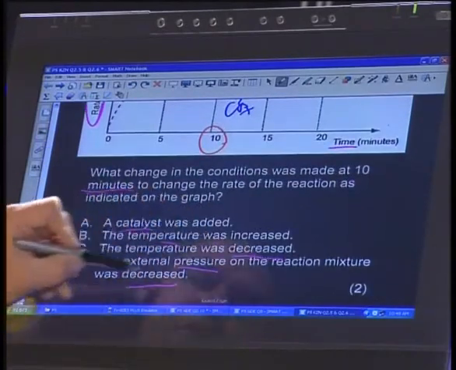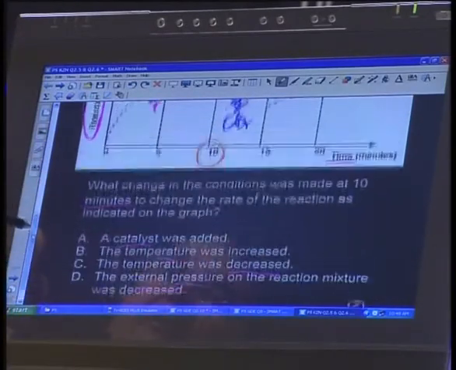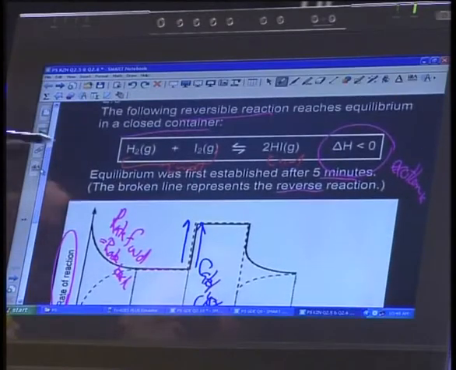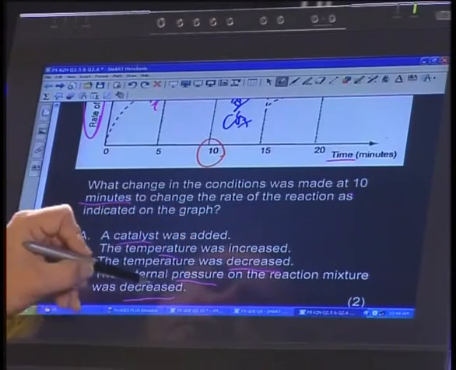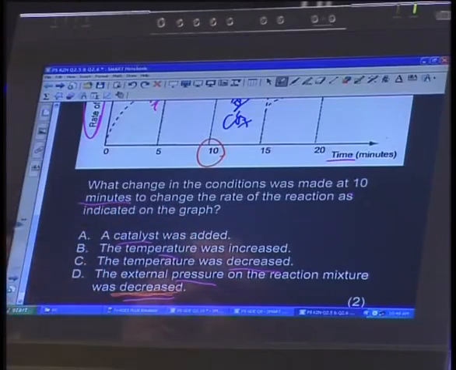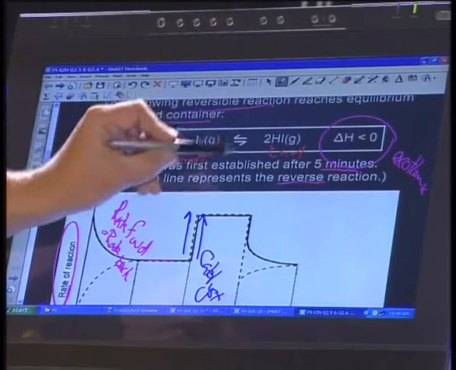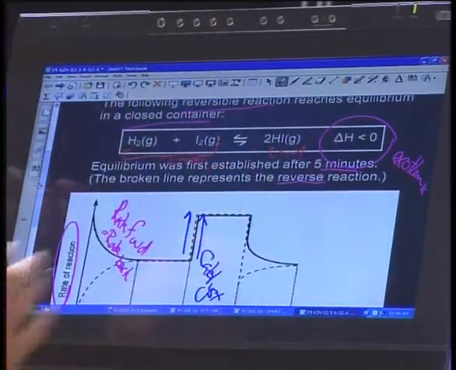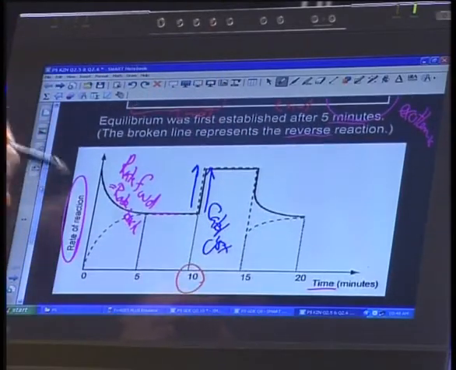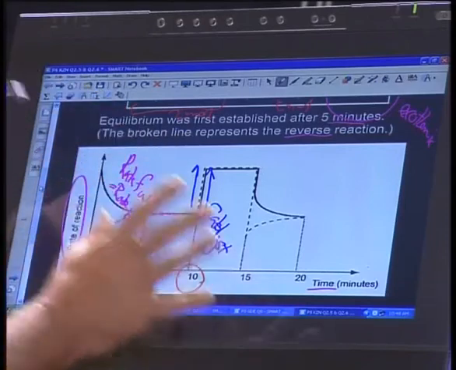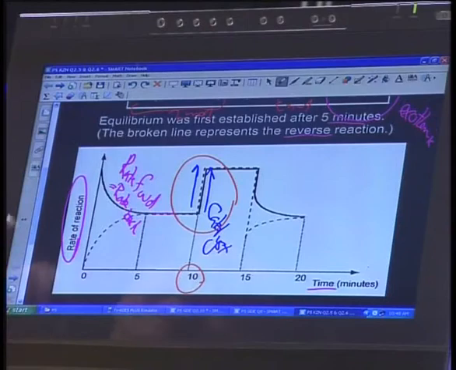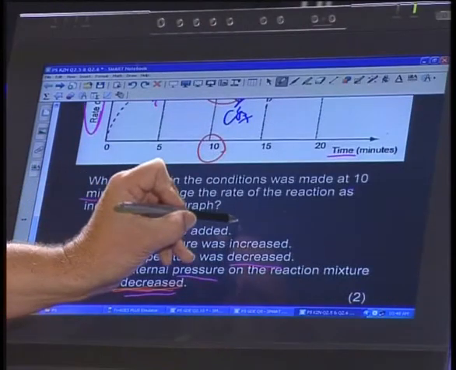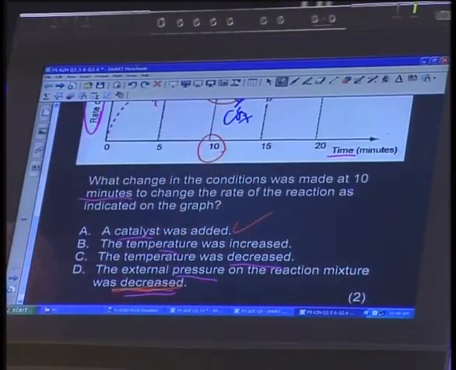The external pressure on the reaction was decreased. No, decreasing will actually slow it down. So it can't be pressure. If it was increased, maybe it would increase, but it was decreased. So it can't be pressure. So we recognize 2 moles to 2 moles, not going to cause a shift. Increasing the pressure might have increased the rate, but it's not an increase, it's a decrease in pressure. So the only one that we're left with is a catalyst. So for this question, the answer was A.